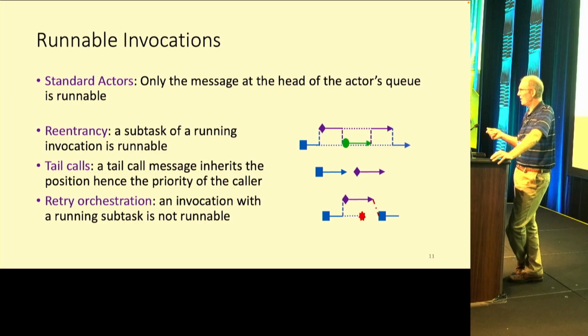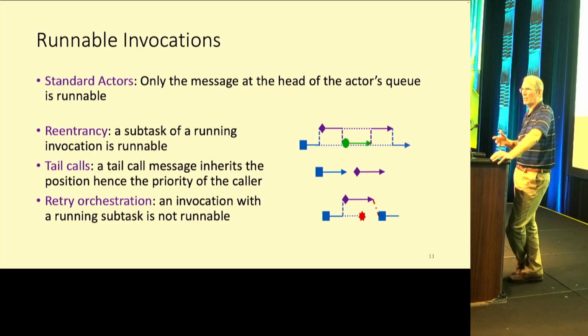With reentrancy, we have to support this priority jumping. With reentrancy, we have to support noticing when the method's part of the same call stack and letting it go. Tail calls require this priority jump to happen. And finally, this retry orchestration, which I'm going to talk about next, is what happens if you have a caller and a callee and the caller fails. Well, we'd like to delay the retry of the caller until the callee completes. And that's also captured in the semantics.